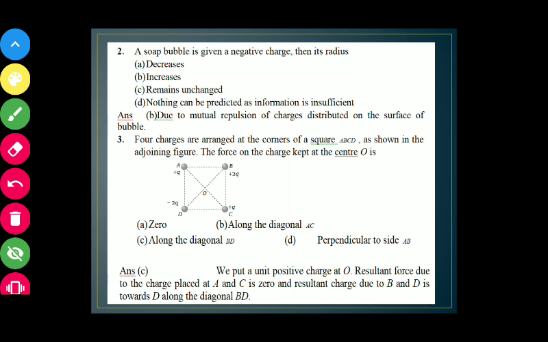Then another question is about the superposition principle. Four charges are arranged at the corners of a square ABCD. They are asking you what is the force on a charge kept at the center O. First, let us think we are going to keep a plus 1 Coulomb at the center.